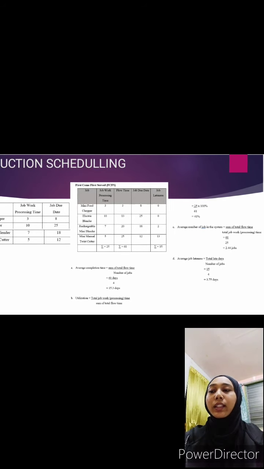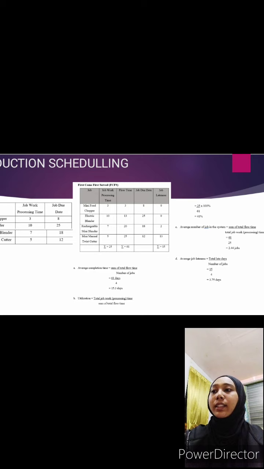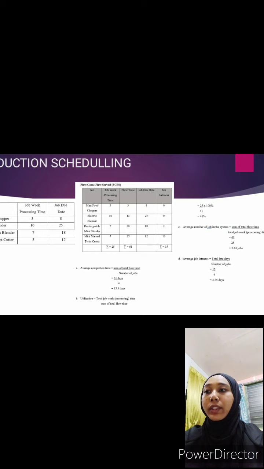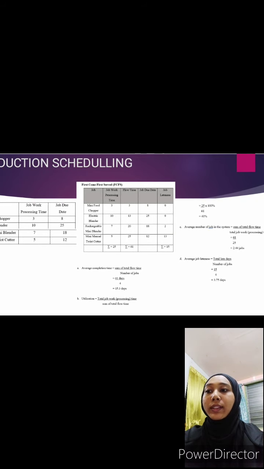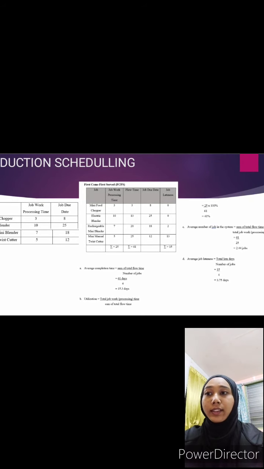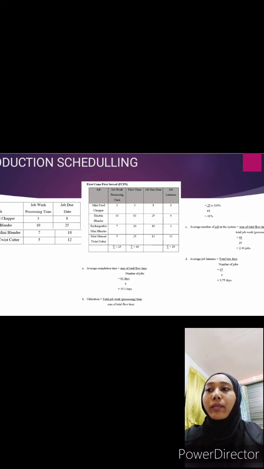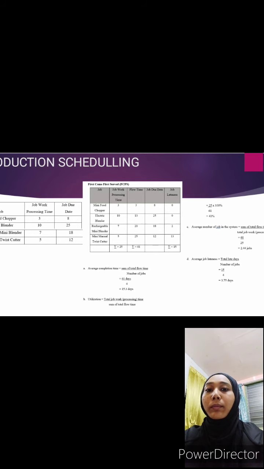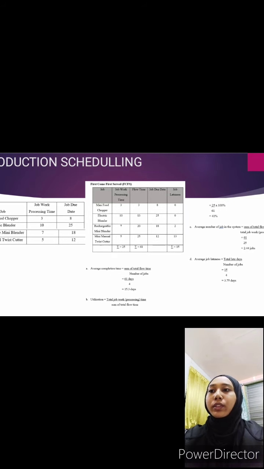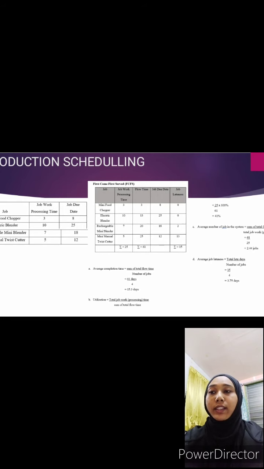First come first serve means we serve the customer that comes first. So here we just use the table that has been given, which is mini food chopper, electric blender, rechargeable mini blender and twist cutter. So we just take the value of job work processing time and the job due date value, and then for this method in production scheduling we must find the flow time value and also the job lateness value.